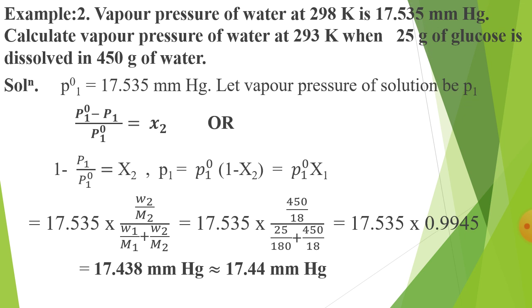Second example: the vapor pressure of water at 298 Kelvin is 17.535 mmHg. Calculate the vapor pressure of water at 293 Kelvin when 25 gram of glucose is dissolved in 450 gram of water. Their mass is given. The molar mass of glucose is 180, by the formula mass, and the mass of water solvent given is 450 gram, and the molar mass of water is 18 gram per mole.